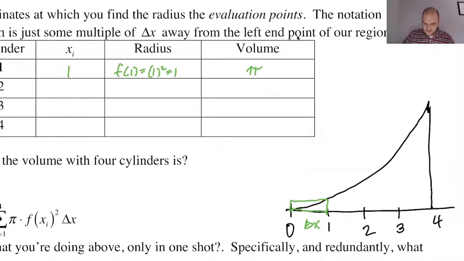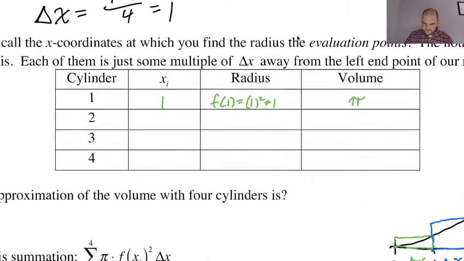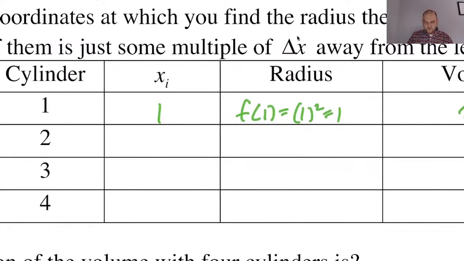Okay, that's our first one. Now we move again by delta x. It's always going to be by delta x. When we get to 2, that's the right endpoint, so we go up. That's our radius. Our second evaluation point is going to be 2, which I'm going to write over here, because I'm going to write something in a second. So erase it, move it.